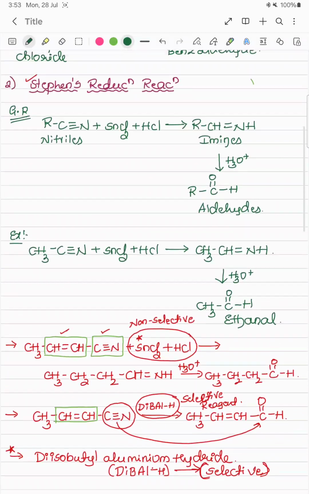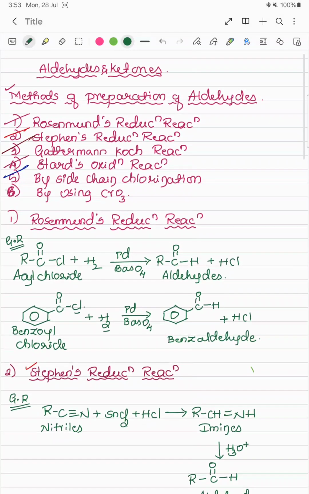So this was all about, students, the 6 methods of preparation of aldehydes. I hope the video has been helpful to you. So Rosenmund reduction, Stephen's reaction, Gattermann-Koch reaction, Etard's reaction, side chain chlorination, and by using chromic oxide. In Stephen's reaction, the selective reagent used is DIBAL-H, the most important content to be remembered. So I think the video was helpful. Thank you very much, everyone. Let us meet back in the next video about the preparation of ketones.